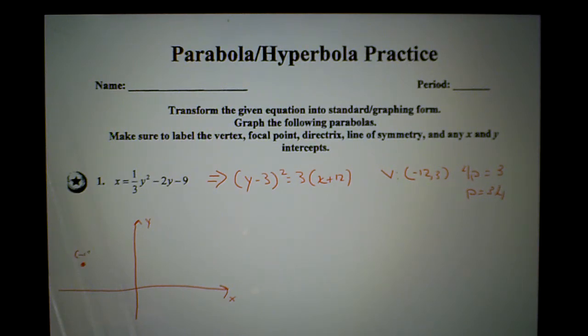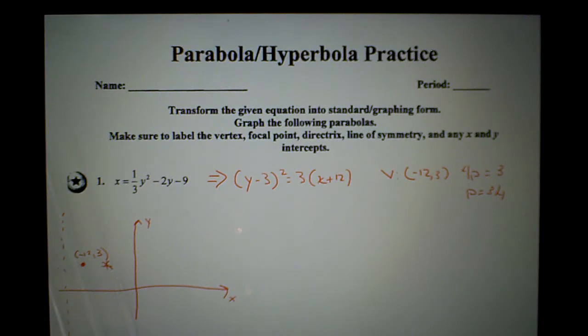Label. I know this opens to the right, so I know the directrix is going to be on the left side, and the focal point is going to be on the right. The whole idea of the parabola is that p is the same distance from the directrix to the vertex as from the vertex to the focal point.